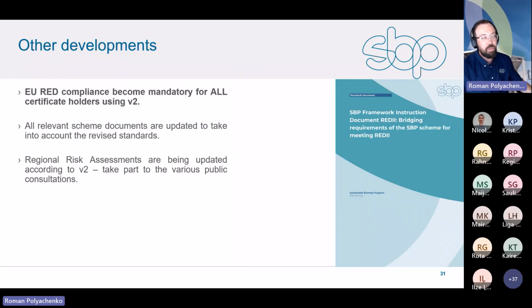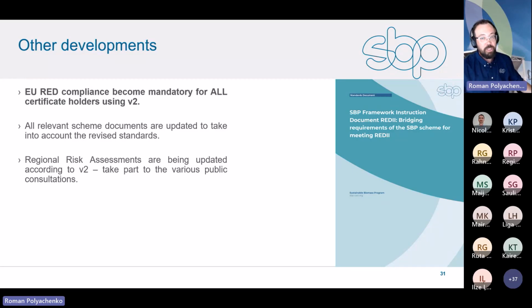Now it's optional. I know that some companies started extending their scope to include bridging document from version 2 of SBP standards. Using bridging document will be required, and every time an SBP compliant or controlled claim is being made, it will also need to be accompanied by the SBP RED 2 compliant claim.